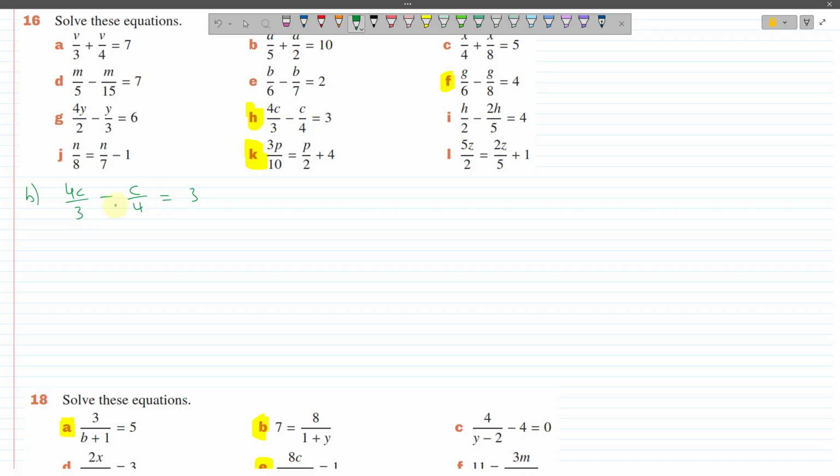Now, the lowest common denominator of 3 and 4. The first number that's in both times tables is 12. So I'm going to multiply, and I'm going to do this with a lot of working out. 12, and then I have 4c on 3, minus 12c on 4 is equal to 12 times 3.